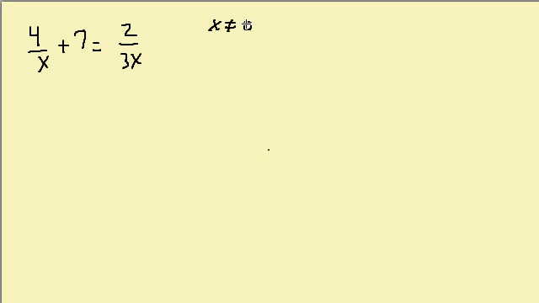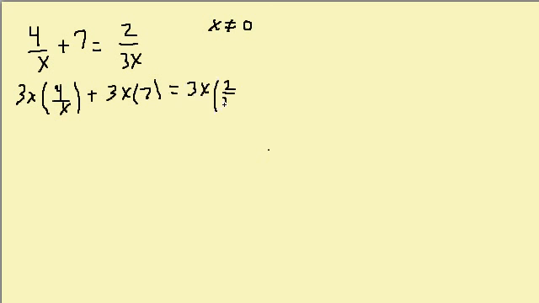Now I want to find my common denominator, and in this problem my common denominator is 3x. So I'm going to take the common denominator 3x and multiply it to each term. Okay, now we can see here the x's cancel, and here the 3x cancels.